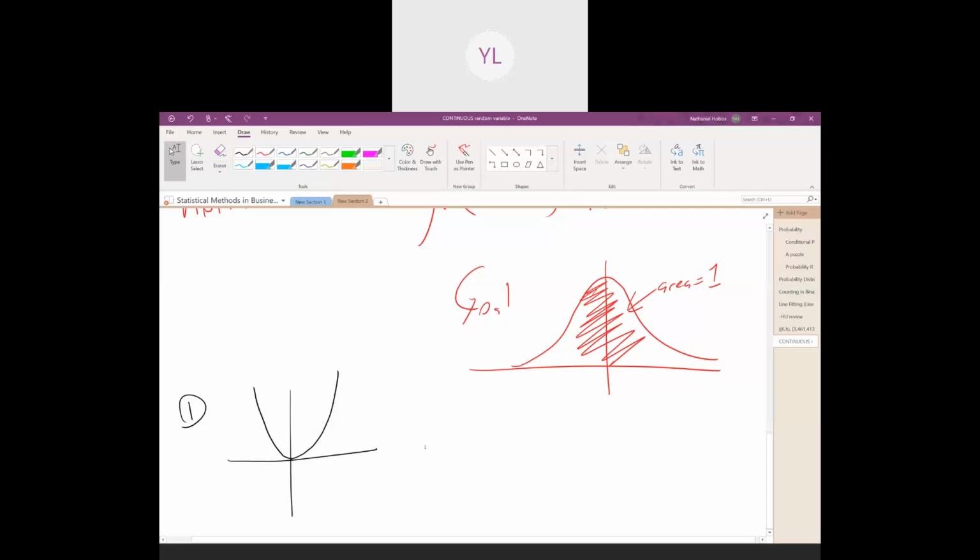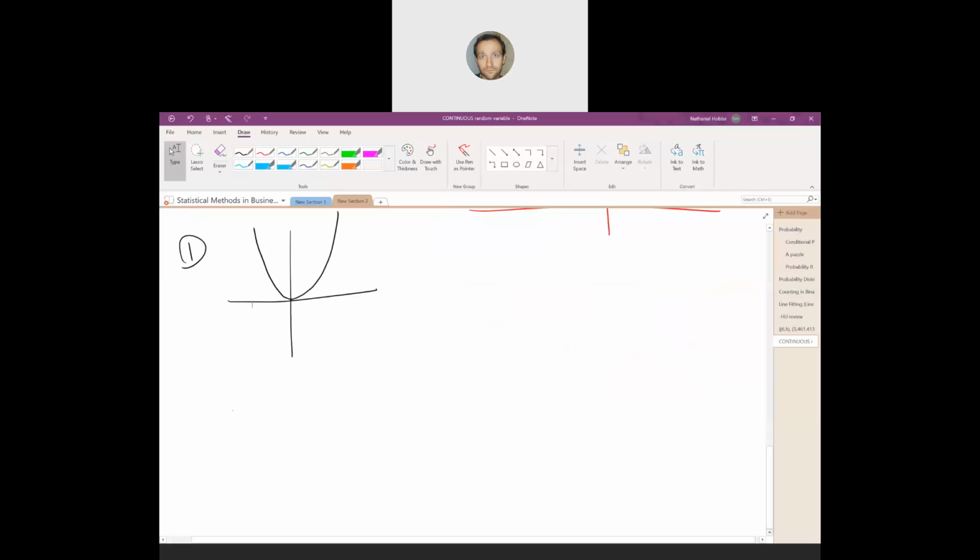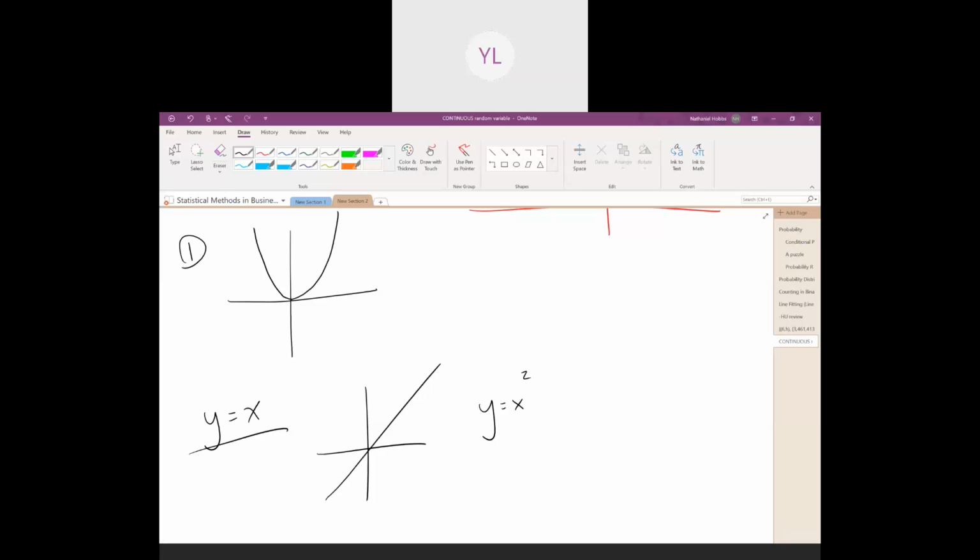Okay, let me ask you a different question. y equals x. What does that look like? Like a straight line. Like that, yeah? Okay. How about y equals x squared? Like the graph one. Right, good.